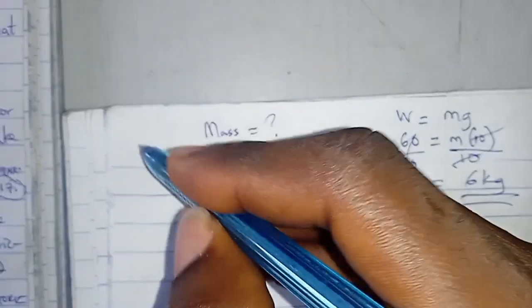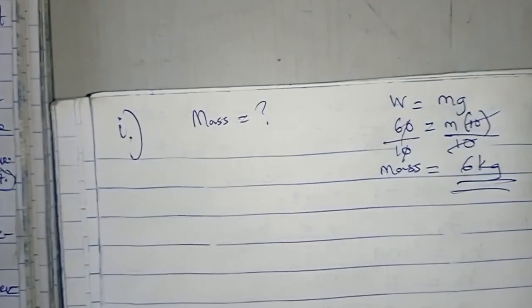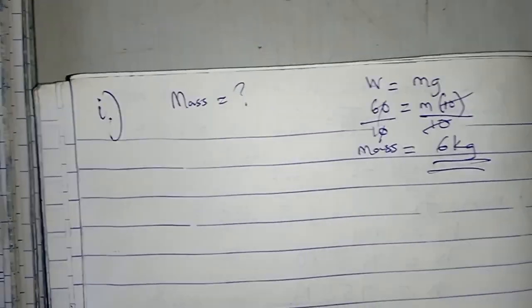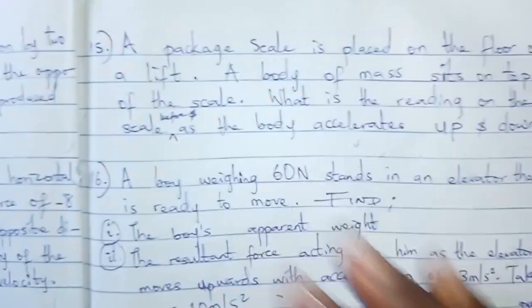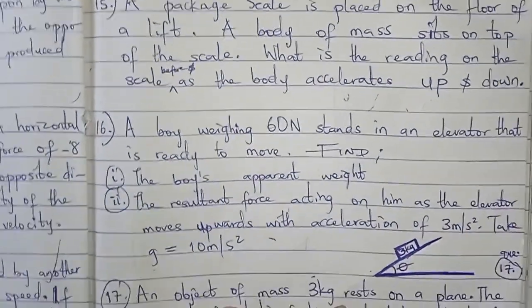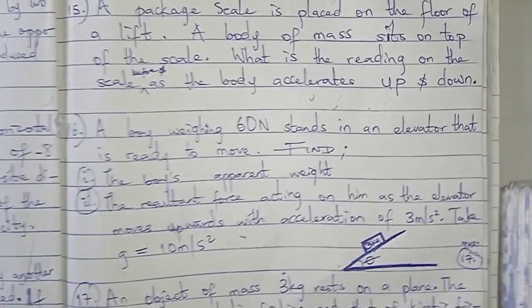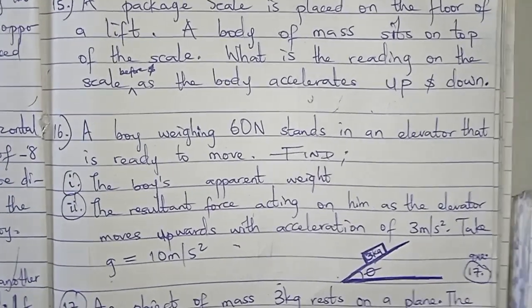That is for I. The boy's apparent weight is the mass, 6 kg. So that thing you normally call, let me go and measure my weight, that thing is apparent weight, which is mass. That's why you normally see it in kg.